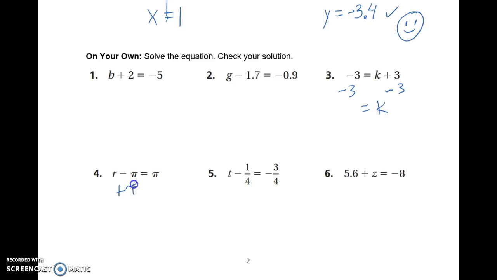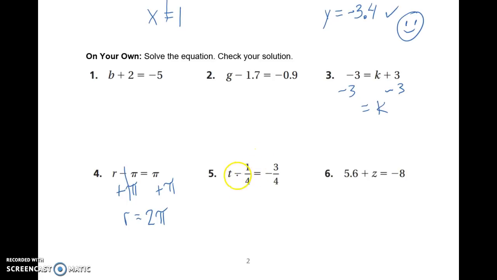We're going to do plus pi and plus pi over there. A minus pi and a positive pi, positive and negative, cancel. We have r equals, we have a pi, and then we have another pi. Altogether, how many pies is that? 2 pi. So that one's finished for you.